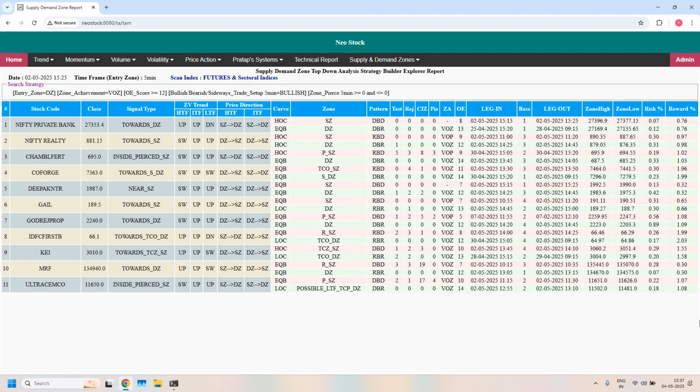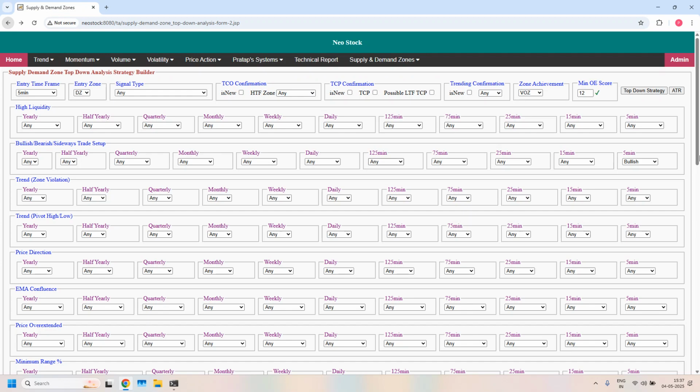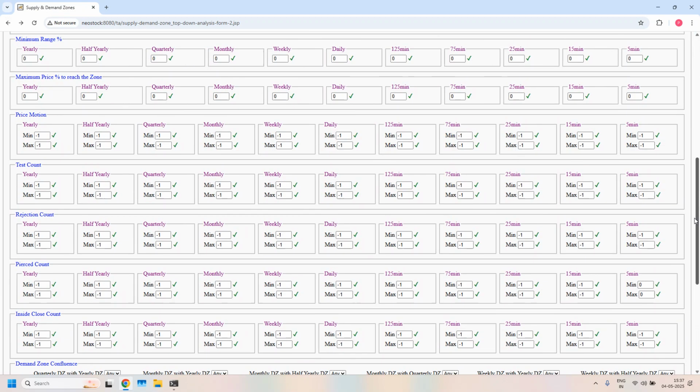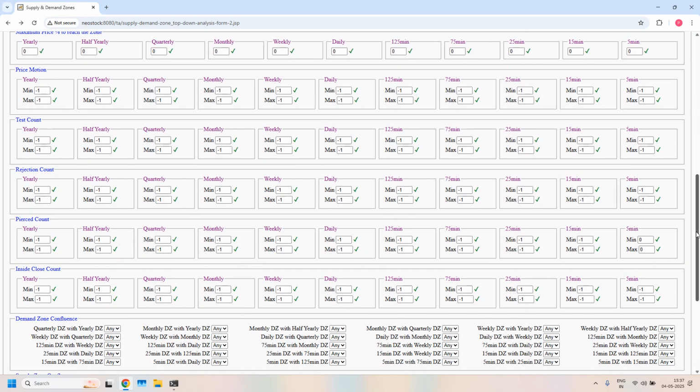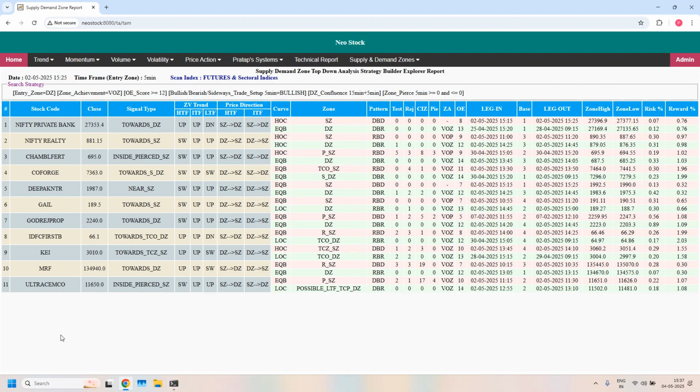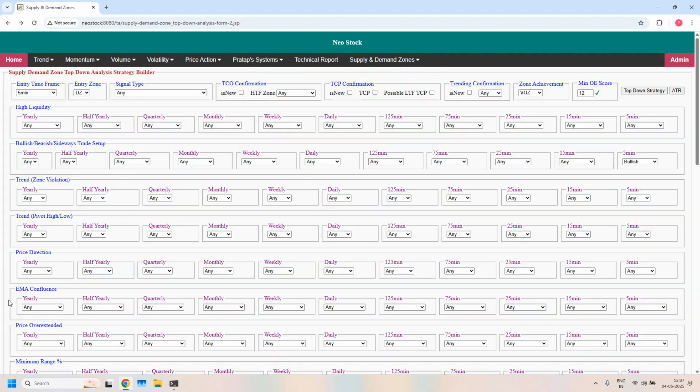Out of these 11, how many are having zone confluence? Let us verify. First one, LTF, ITF demand zone confluence, that is 5 minutes and 15 minutes demand zone confluence. By enabling the filter, we got 11 stocks. Let's check whether, out of these 11, any 15 minutes demand zones are having daily EMA confluence.